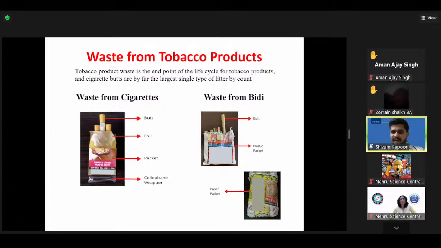When we look at the packaging of bidi, it might contain a butt which is discarded in the end. It can have packaging of either plastic or paper. Similarly, when we look at the packaging of smokeless tobacco, which I've not displayed here, it can have a wrapping made entirely of paper or plastic, or a mixed component.